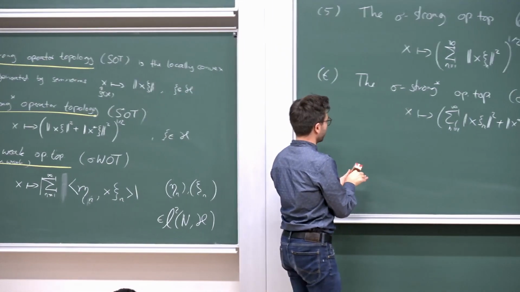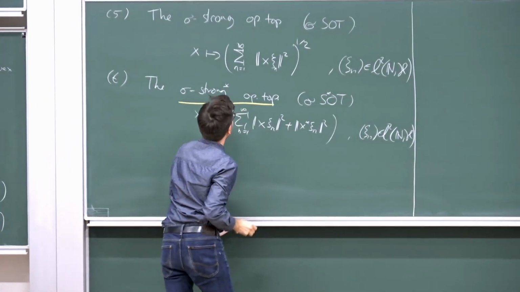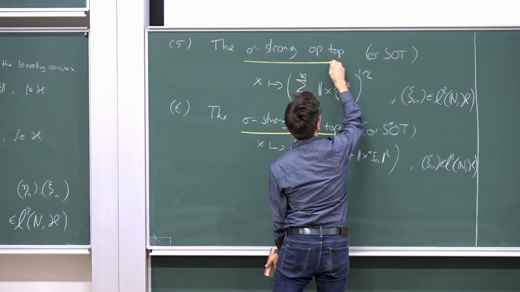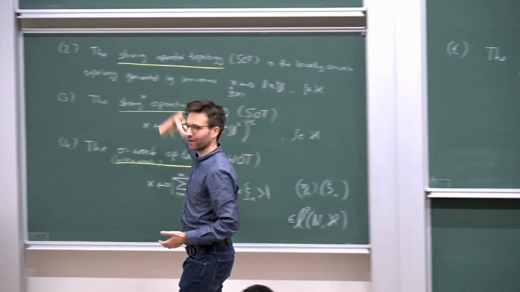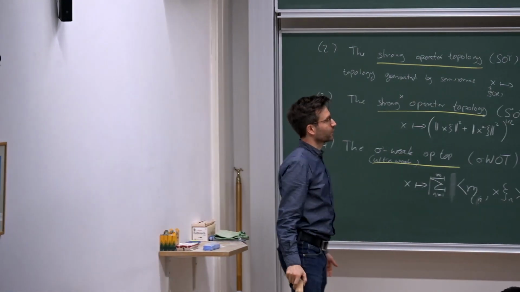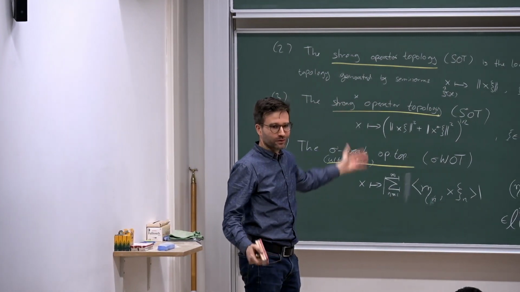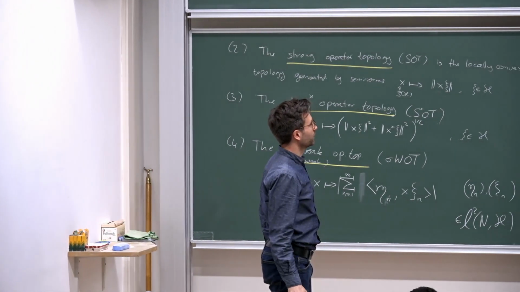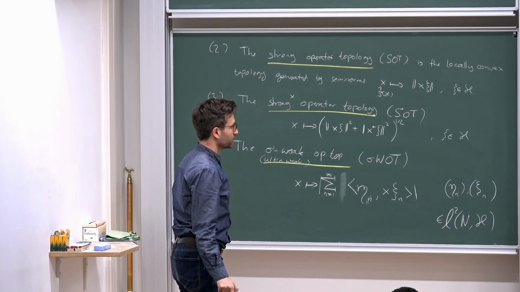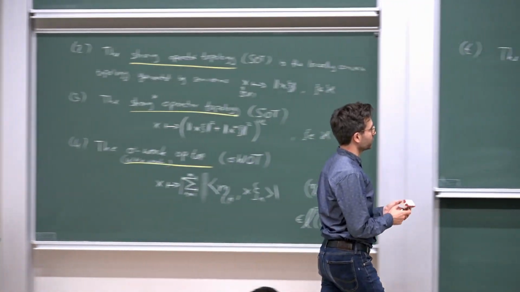Okay, so that defines another one. So this gives us 6 other topologies now on B of H. You could cook up even more if you like, but these are the ones that one usually considers. And there's a nice relation between them.